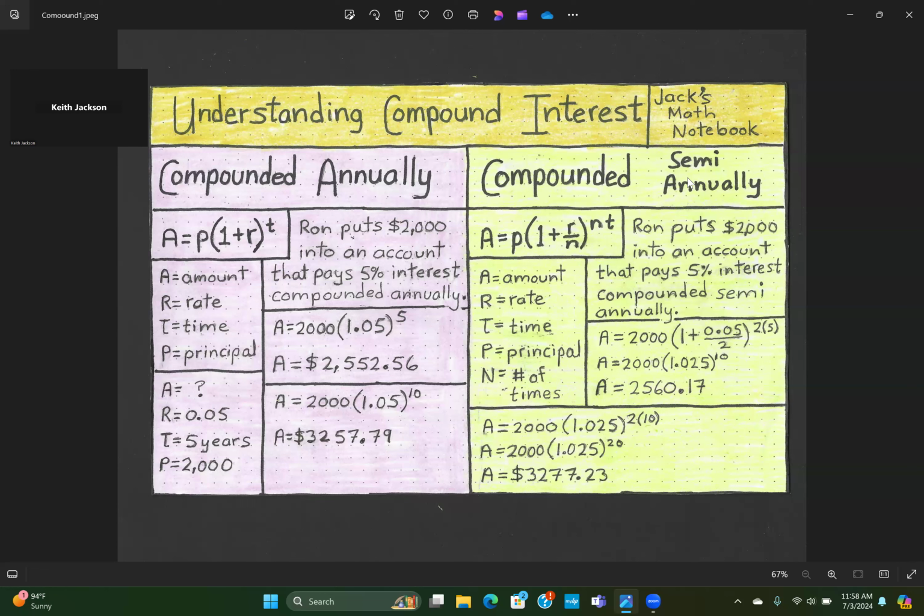And so as you can see right here, this is $3,257, and this is $3,277, and that's almost a $20 difference right there. And so that's the difference between compounded annually and compounded semi-annually.